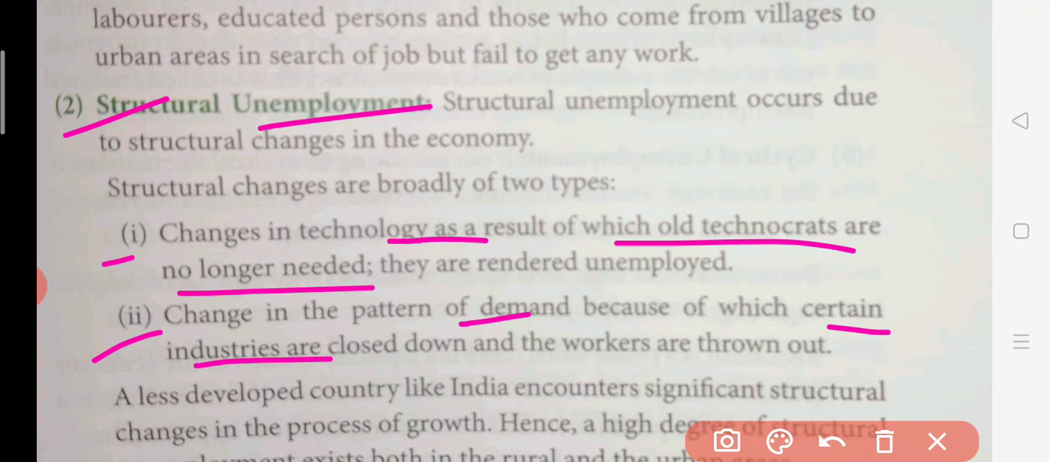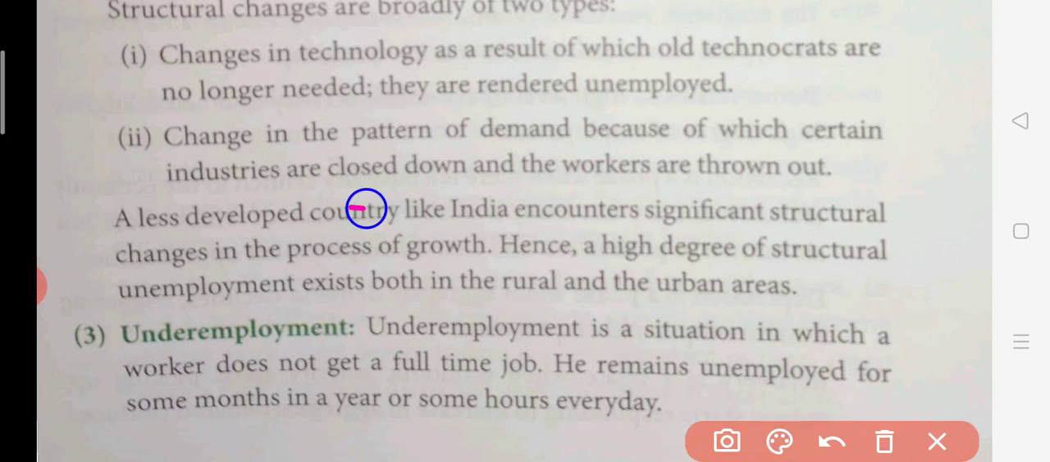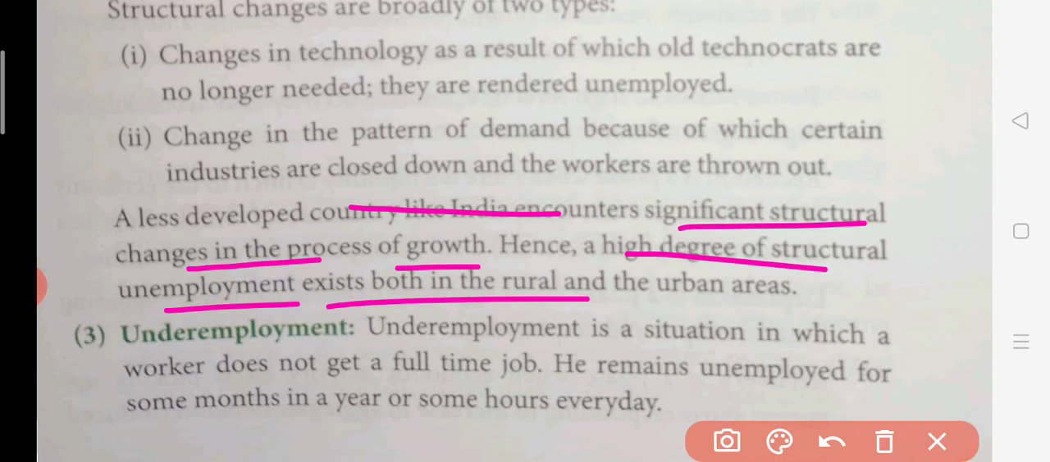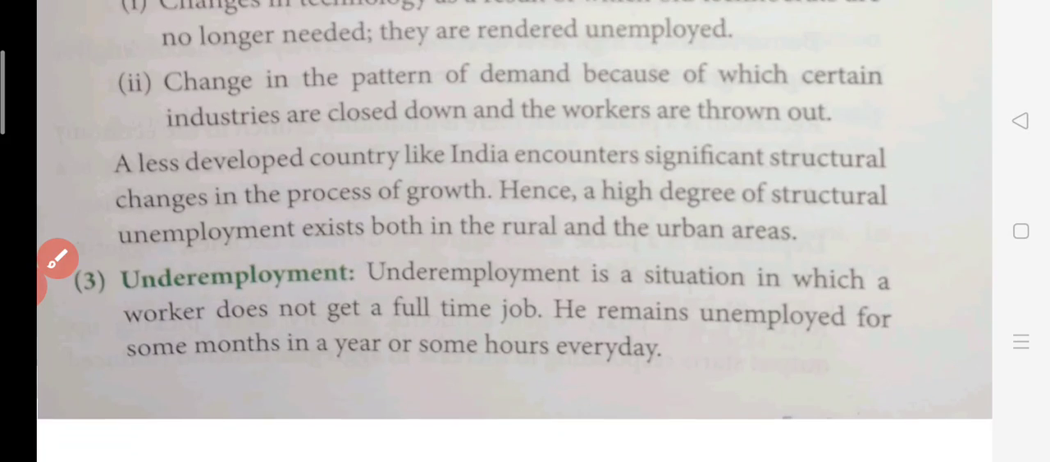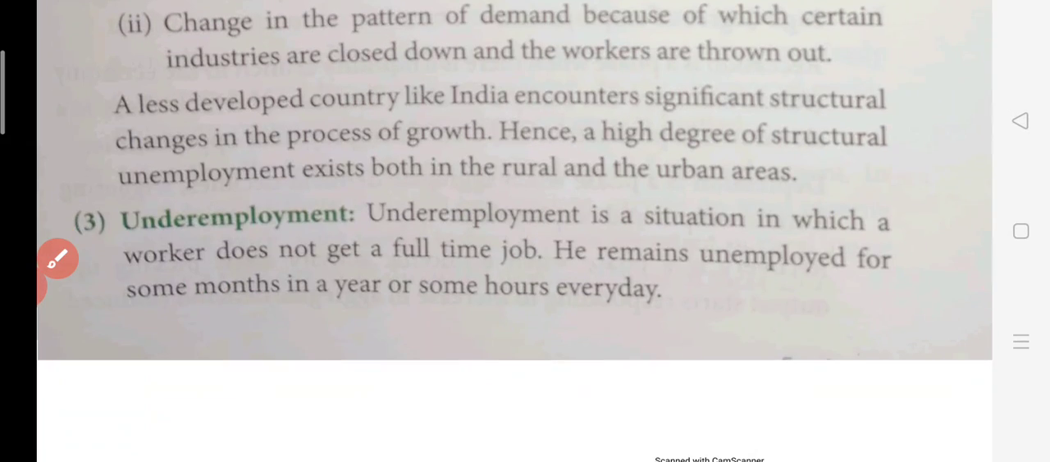Okay, so a less developed country like India encounters significant structural changes in the process of growth. A high degree of structural unemployment exists both in rural and urban areas. So India is a developing country, and all these structural changes take place. Like India was not efficient in this technology in the 50s and 60s, but later on, in the 70s, the electronic goods industry came up. So people learned this type of technique of production, like making electronic goods, engineering education was taken up by them, and all these structural changes were taking place.